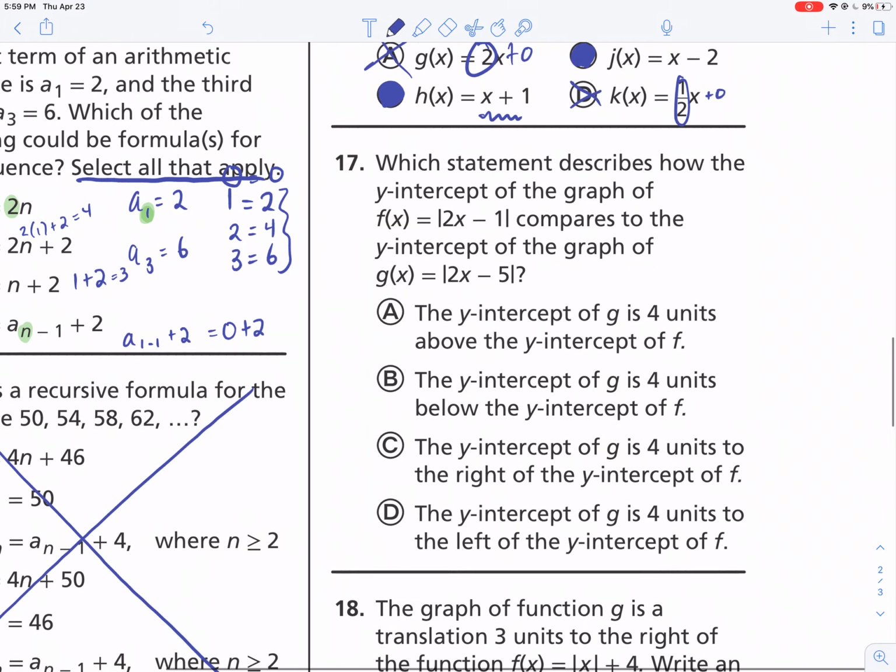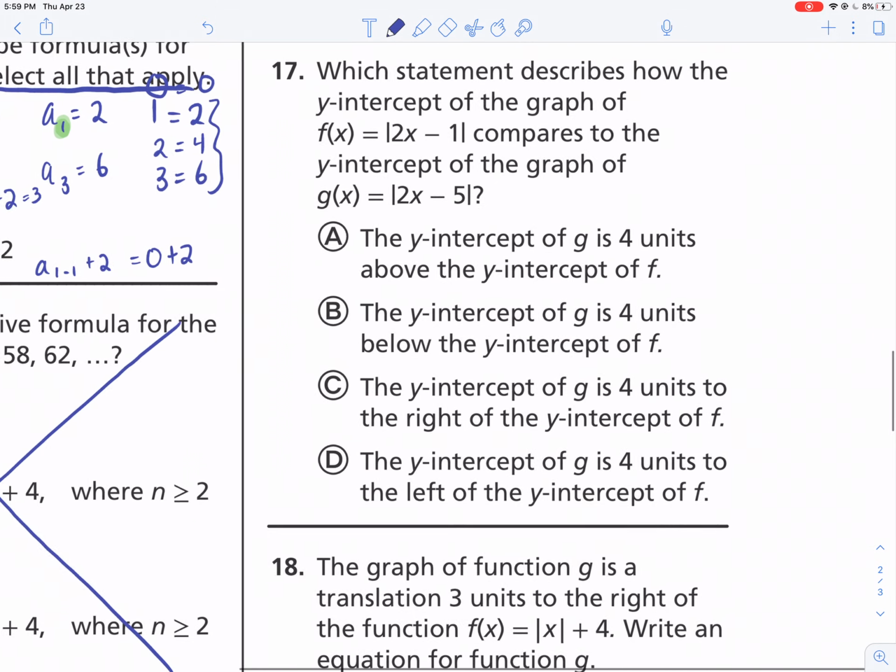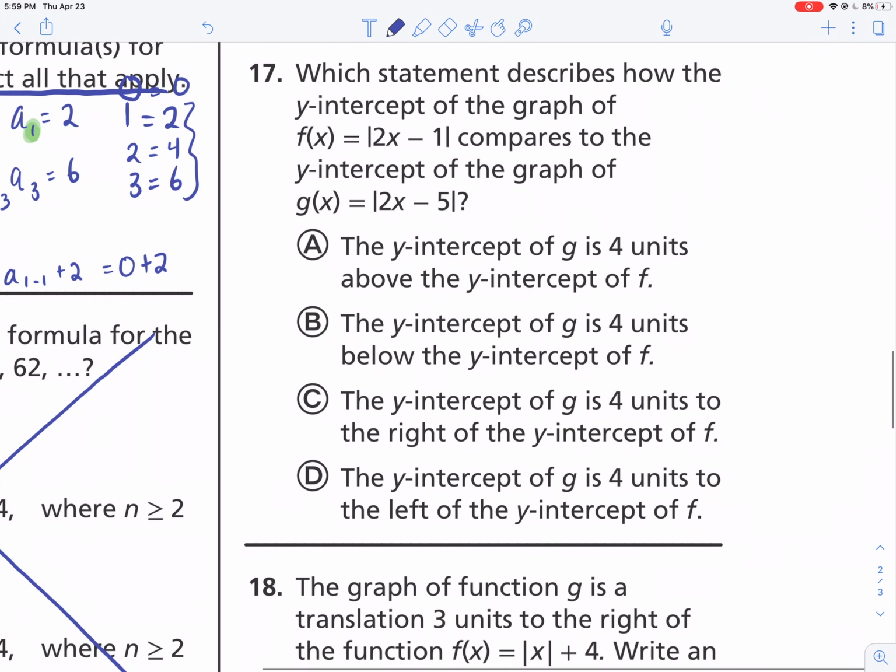Jumping down to number 17. This one might be a little bit tricky. It says, which statement describes how the y-intercept of the graph of f compares to the y-intercept of g of x? So if we were to graph these, to help us more than anything, we have to remember what a y-intercept is. Remember, it's anywhere where it touches the y-axis. So if we want something that crosses the y-axis, our value of x is what at that y-axis? Well, remember, it's at 0.